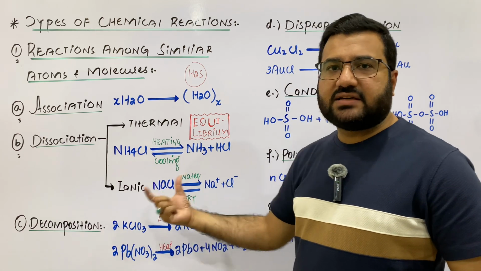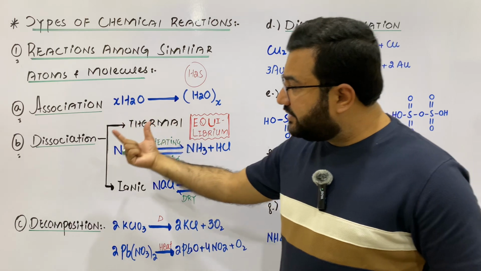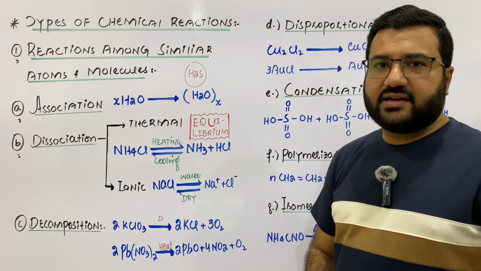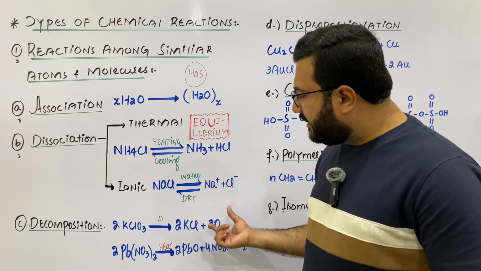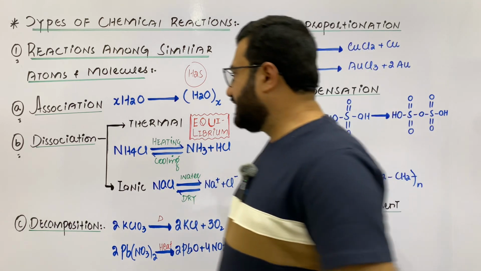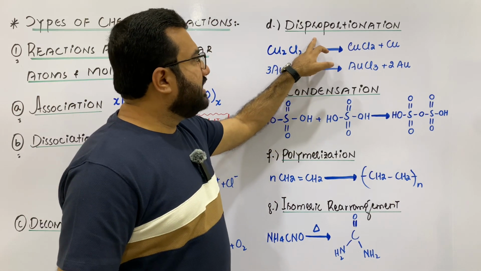So that is the major difference between the dissociation and decomposition, that dissociation is a reversible phenomenon while the decomposition is irreversible. The dissociated products do not on cooling join to form the original substance. Similarly, the next is the disproportionation reaction.